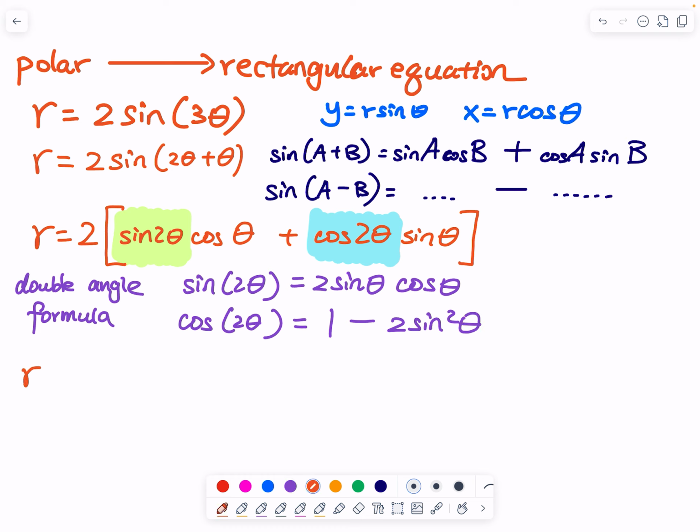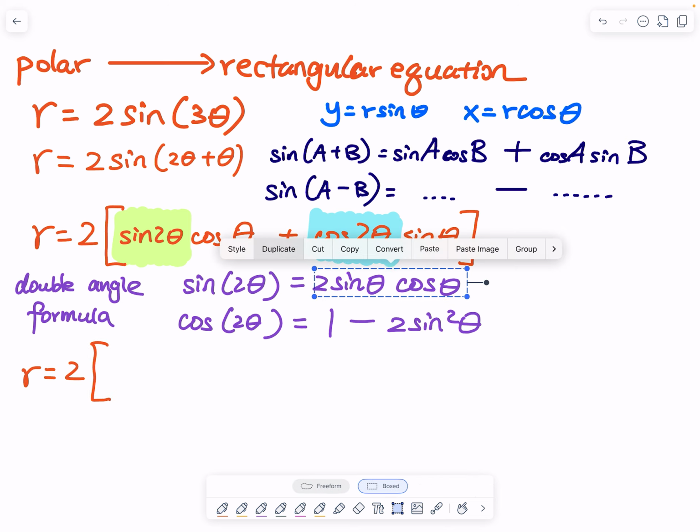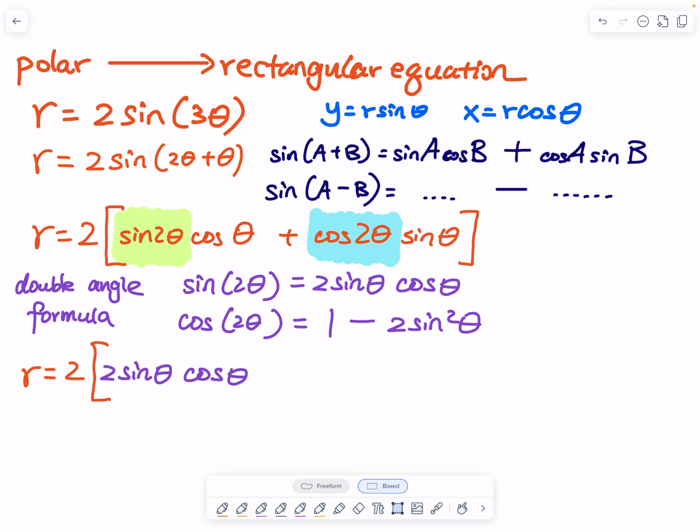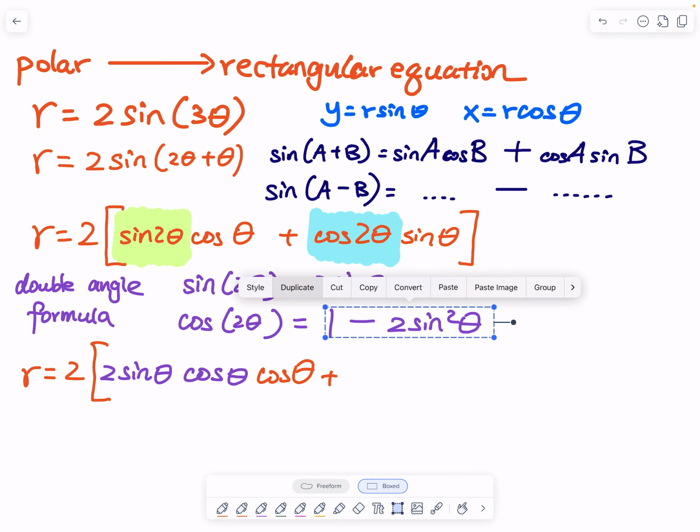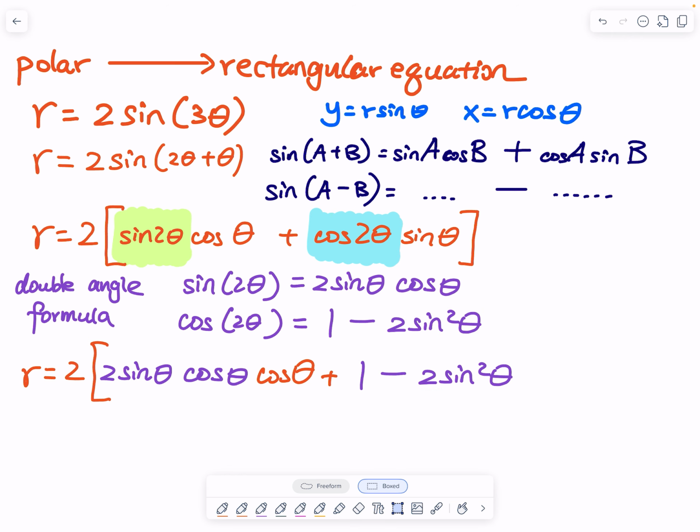And then we plug in. r is equals to 2 bracket, and then we plug this in, right? Okay, let's just duplicate that. There we go. And then I have my cosine theta, and then plus cosine 2 theta. So we have that. And then we need to multiply. Don't forget that this is one quantity. We have to multiply sine of theta.